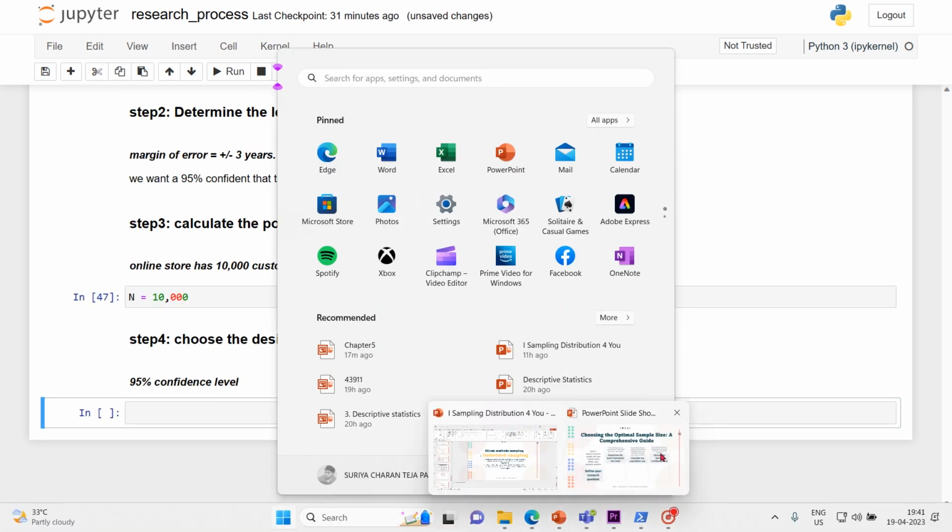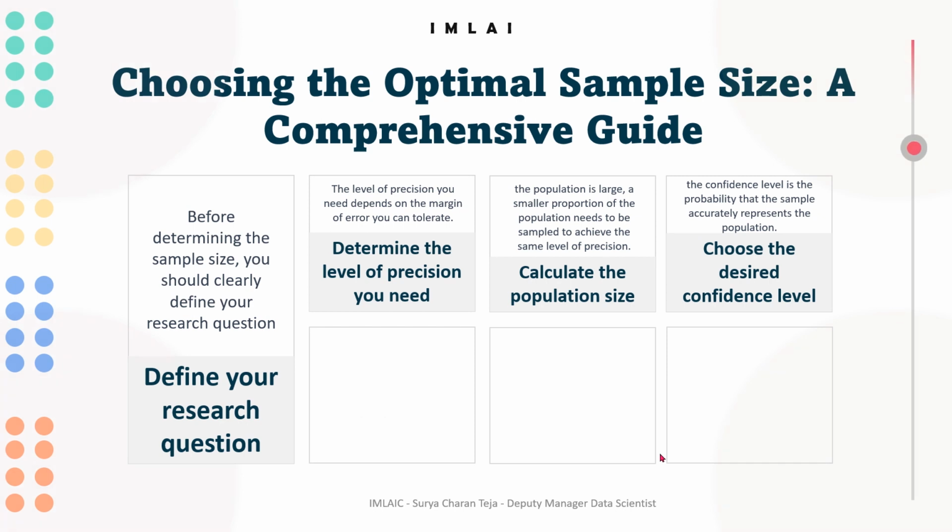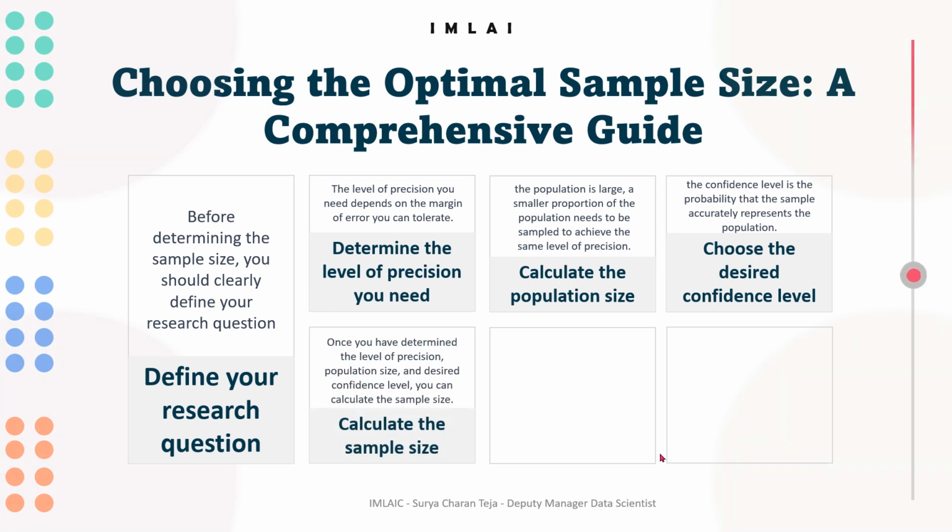Okay. Now step 5 is to calculate the sample size, the most important step. Once you have determined the level of precision, population size and desired confidence level, you can calculate the sample size using statistical formulas or an online calculator. You can directly use online calculators. It is not a big deal. There are different formulas for different types of sampling methods, but let's take a simple one to do the sample size calculation for our example.